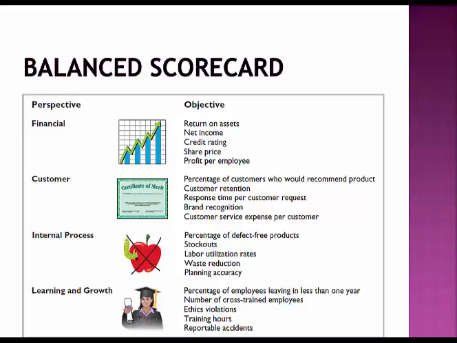So stock outs, we've talked about inventory management. We know that we cannot run out of stuff. Our labor utilization rates affect, of course, our total cost. How effective are they in producing our products? Waste reduction and planning accuracy, all of these are incorporated into our target cost area.